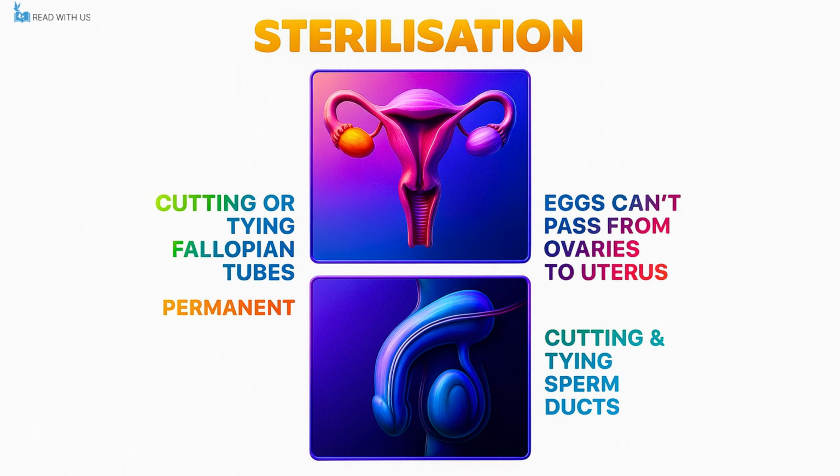A more permanent solution is sterilization. In women, this involves a surgical procedure in which the fallopian tubes are cut or tied, preventing eggs from traveling from the ovaries to the uterus. This is considered permanent and is generally only chosen by women who are certain that they do not want to have any more children. Men can also undergo sterilization, which involves cutting or tying the tubes that carry sperm from the testes.